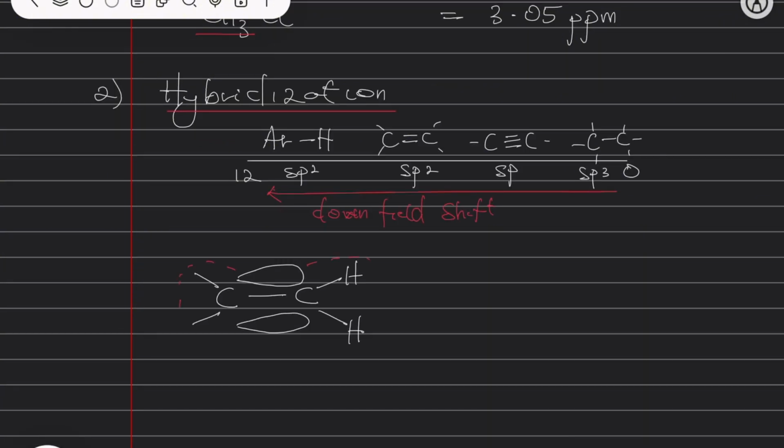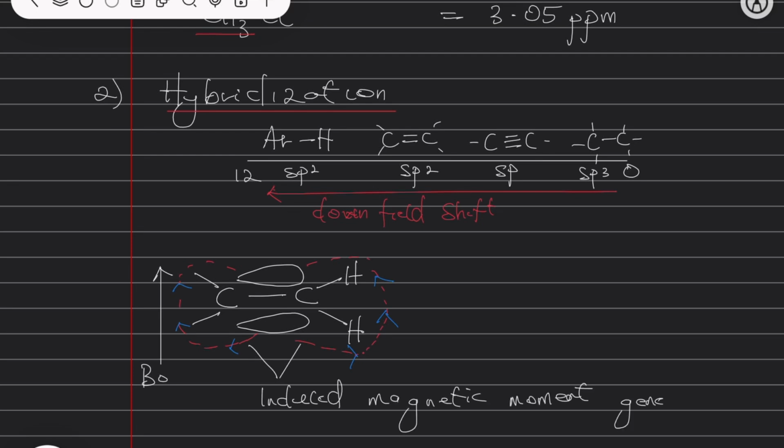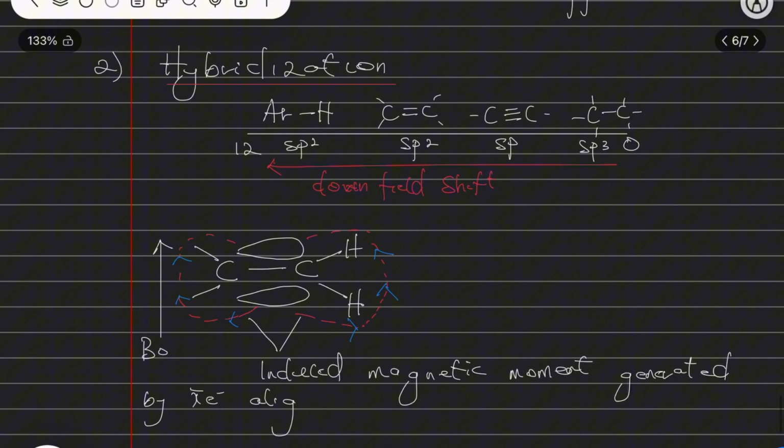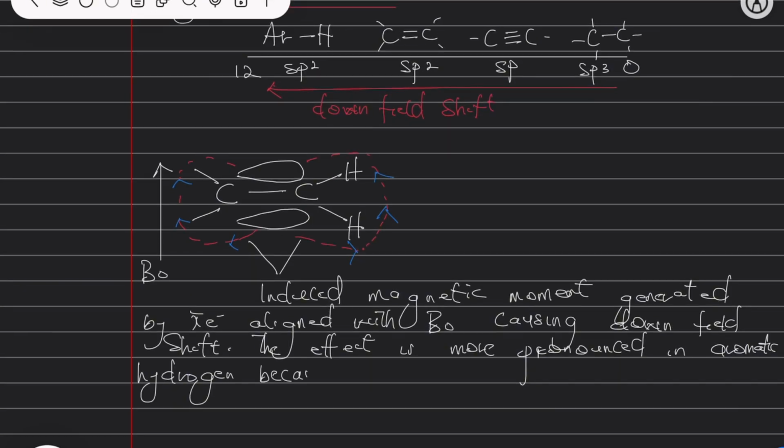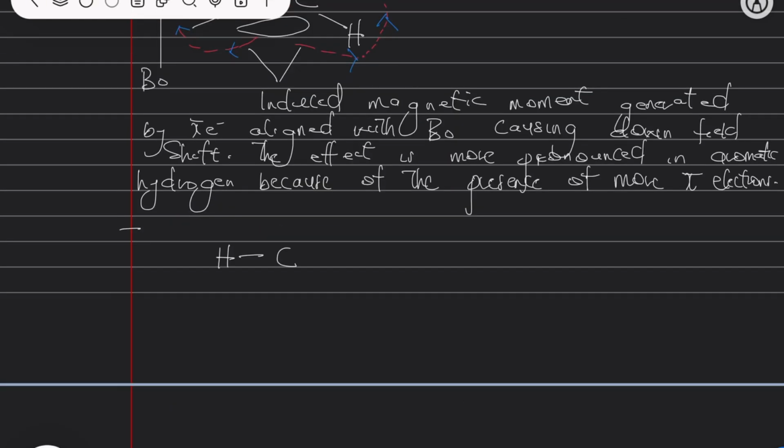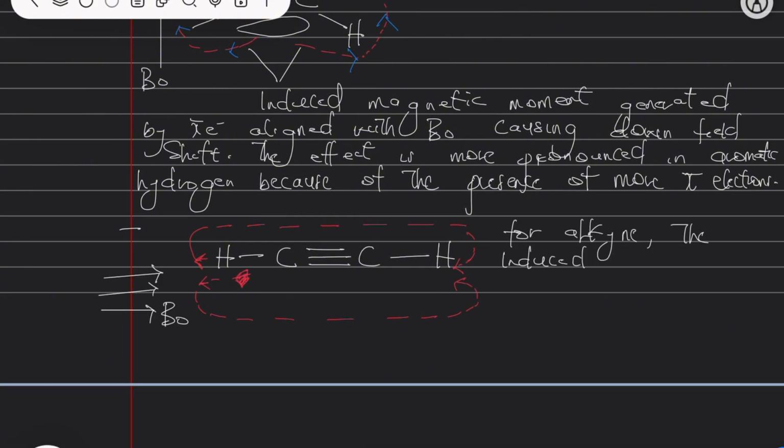The sp2 hybridized proton is more downfield because the induced magnetic moment generated by the pi electrons aligns with the magnetic field, causing downfield chemical shift. This effect is more pronounced in aromatic hydrogen because of the presence of more pi electrons. For alkynes, the induced magnetic moment is opposite to the magnetic field, causing upfield shift.